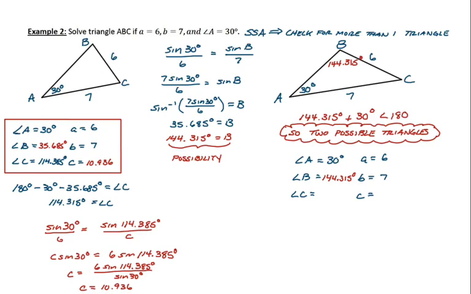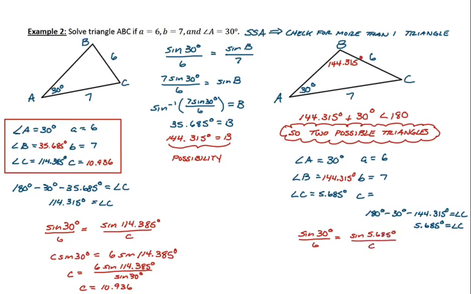So that's finishing that first triangle. Found all the missing information, and then I'll go to my second triangle because there is a second case here and finish solving that. So I'd find angle C first. So 180 minus 30 minus 144, which should be a pretty small angle. There's only a little bit left to get to 180, which in this case is 5.685. So I found angle C, and then to find side C, I would use the law of sines again to find side C.